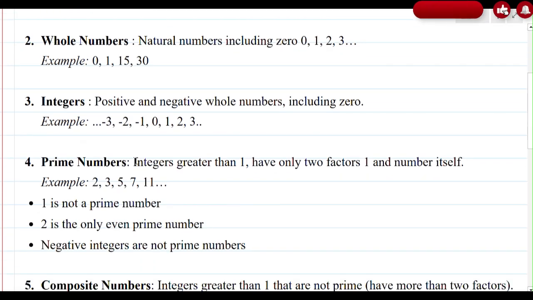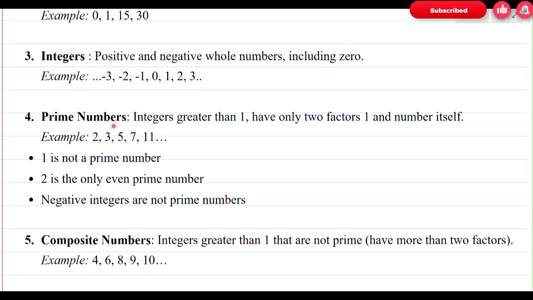Okay. Now, the fourth type of number is the prime number. Integers greater than 1. Keep it in mind, the integers which are greater than 1 and have only two factors, 1 and the number itself, are the prime numbers. For example, 2, 3, 5, 7, 11 are prime numbers because they have only two factors, the number 1 and the number itself. Prime numbers are always integers greater than 1. What does this mean? Negative integers are not in the category of prime numbers.